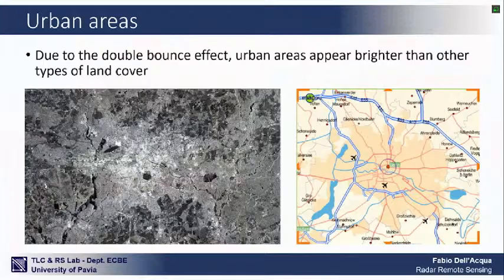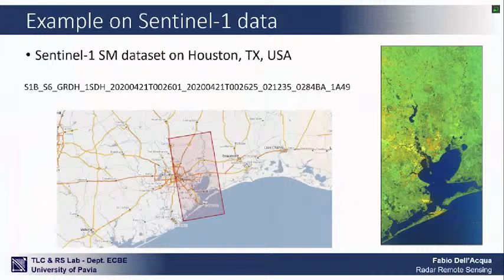Let me give you a more illustrative example. This image was acquired on southern US, Houston, Texas. This is the footprint of the image. And this is the so-called quick look of the image, a very quick representation. Let me see what I can do with these 5 minutes.